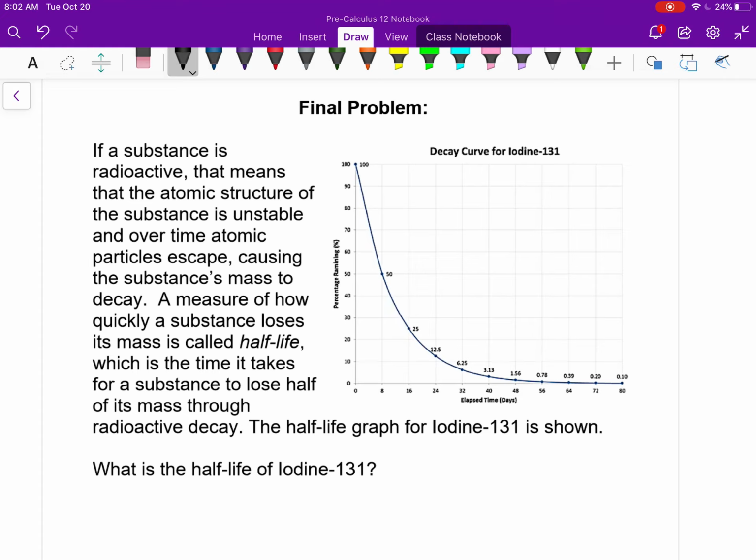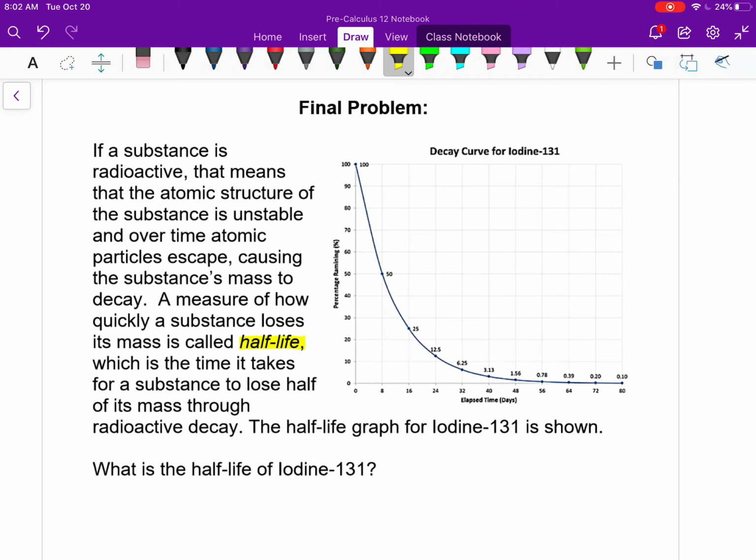So what I have here is an example of exponential decay. And this is something called half-life, which you've probably heard about from, I think, chemistry. But as it says here, if a substance is radioactive, that means that the atomic structure of the substance is unstable. And over time, atomic particles escape, causing the substance mass to decay, to get smaller. And a measure of how quickly a substance loses its mass is called half-life. And although this is not a chemistry class, you are expected to know what half-life means.